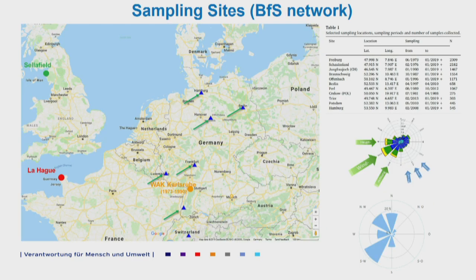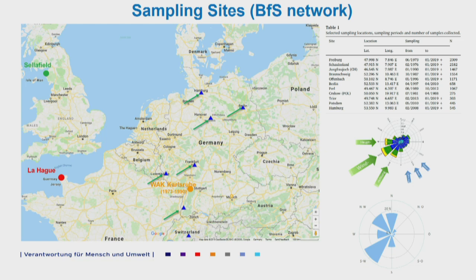These are the sampling sites of the BFS, the Bundesamt für Strahlenschutz in Germany. We've got 3 sampling sites in northern Germany, in Hamburg, Brunswick, and Berlin and Potsdam. In central Germany, we've got two sampling sites in Trier and Perl, and also in Offenbach. In southern Germany, we've got a sampling site in Freiburg, and also on top of Mount Schauinsland, about 1,200 meters above sea level, only 15 kilometers apart from Freiburg. And we also sampled for krypton at the Jungfraujoch in Switzerland at 3,545 meters above sea level.